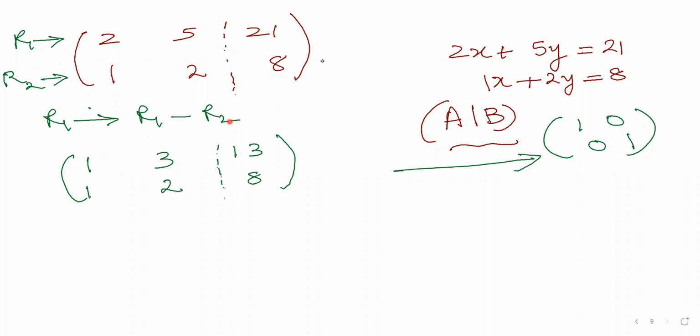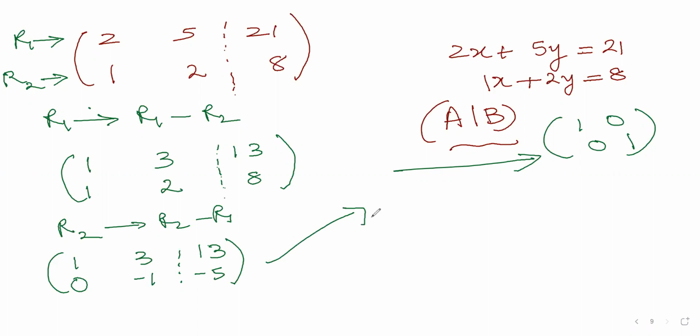So element 1 is there. In that position, I need to get 0. So what I can do is row 2 as row 2 minus row 1. So that becomes 1 minus 1 is 0, 2 minus 3 is minus 1. Of course, I have noted my augmented matrix also is there in place, so let's not forget that. So it will be 13, and 8 minus 13 is negative 5.